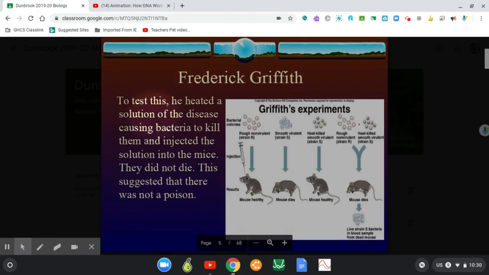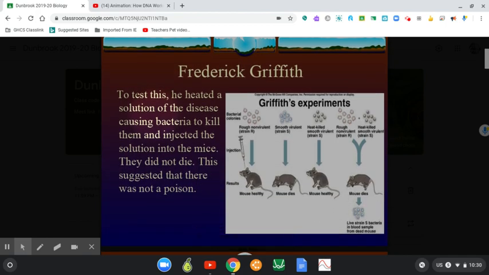To test this, remember there were 2 different strains of this bacteria. One was harmful, one was harmless. To test this, he heated a solution of the disease-causing bacteria to kill them. So he killed the bad bacteria, and then he injected them into the mice. They didn't die. So by injecting the bad disease-causing bacteria into the mice after he had already killed the bacteria, those dead bacteria did not kill the mice. I hope you're with me so far, because we're going to go a step further now.